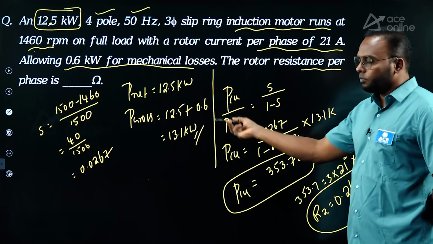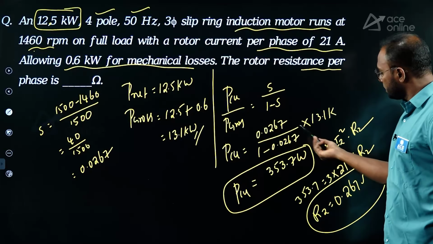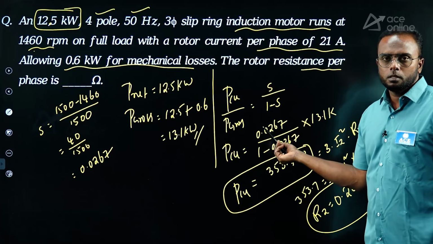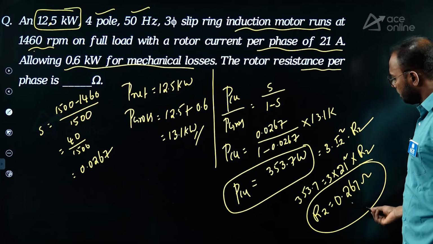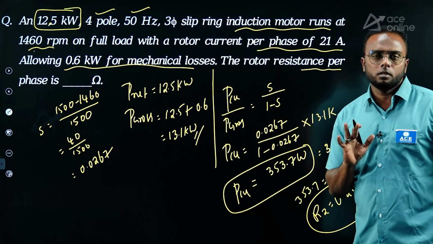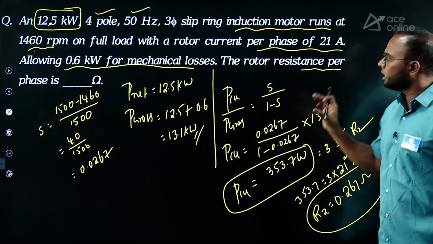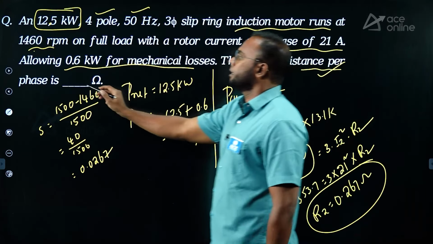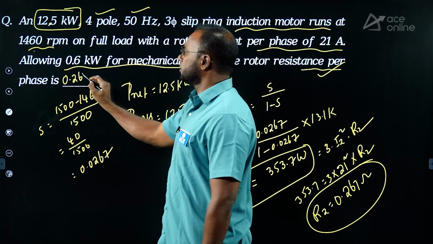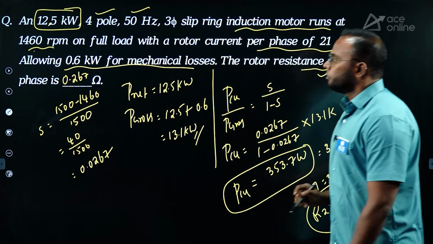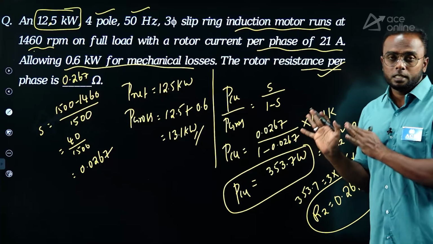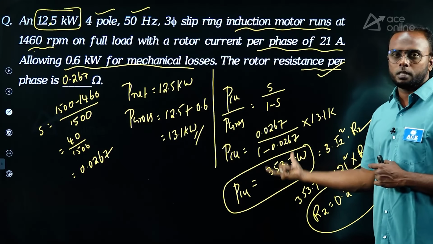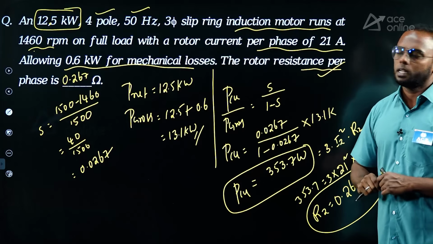So here the values may confuse you a little bit. Here also there is 0.0267 slip, which is 2.6%, and it is 0.267 ohms of resistance. Rotor resistance is 0.267 ohm. Okay. So if this is the resistance, we have this much rotor copper loss with the given rotor current of 21 amperes.